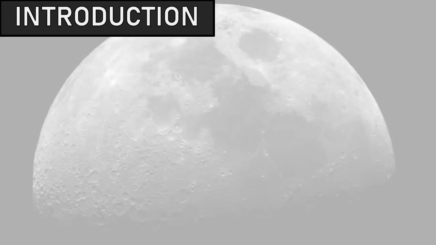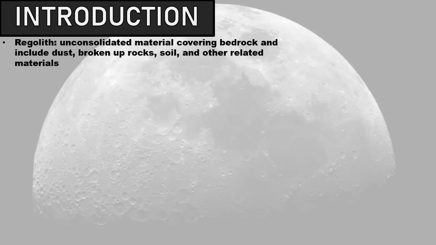So, we should define what regolith is before we get going here. Regolith is unconsolidated material covering bedrock on a planetary body, and it includes things like dust, broken up rocks, even soil, and other related materials. At least soil when we talk about the Earth concept.